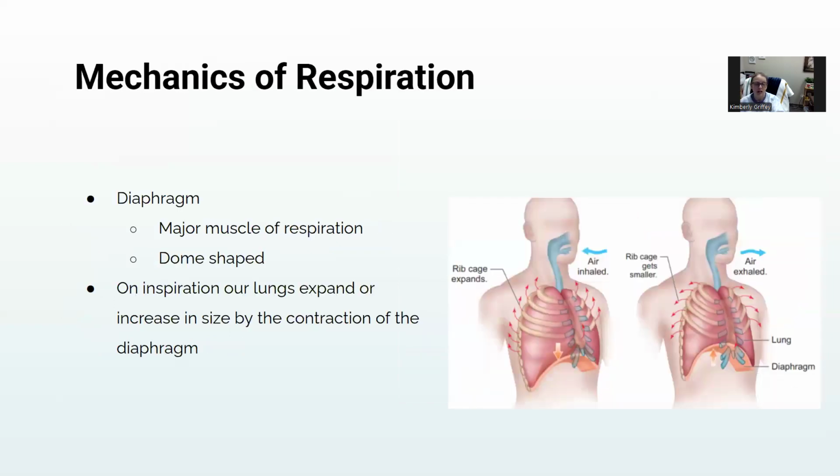So when we breathe, you have a diaphragm. The diaphragm is what mainly helps with respiration. It's dome shaped, so when you breathe in or out, your diaphragm is either going to contract or relax. So when we take a breath in, our lungs expand or increase in size, and that's because our diaphragm is contracting.